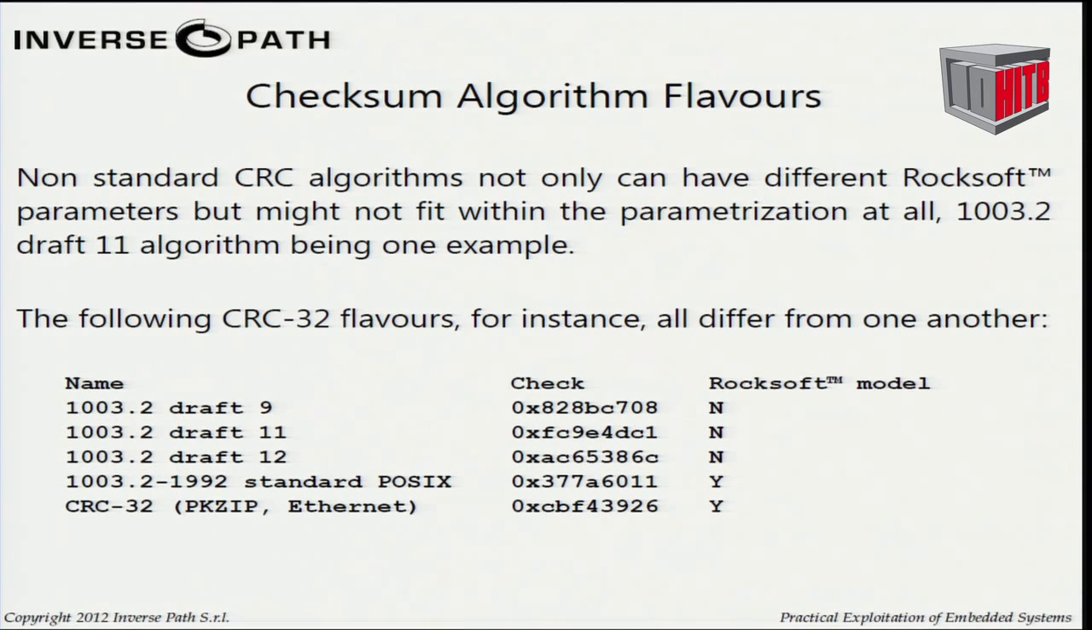And these are not parameterized by the Rocksoft model, as opposed to the standard POSIX algorithm or the CRC42, which is commonly used nowadays by PKZIP and also by Ethernet packets at the link layer. You have CRC computation being performed with this algorithm. So we think this is an interesting thing, which cannot be easily found on the web. We thought it was relevant to discuss it, and it's one of the challenges that you have when trying to upload an arbitrary firmware.